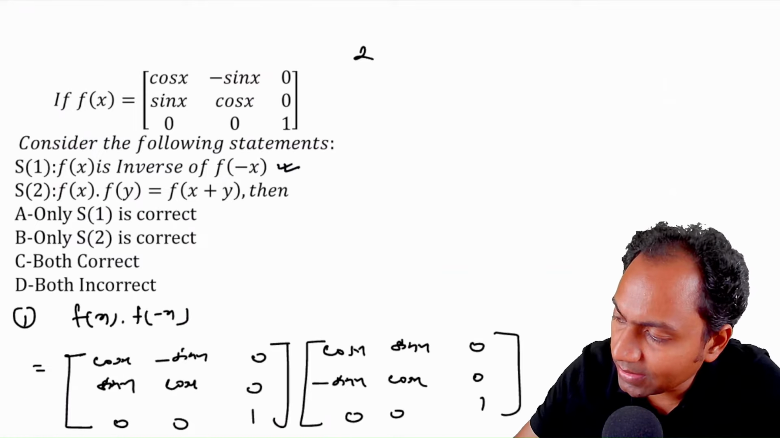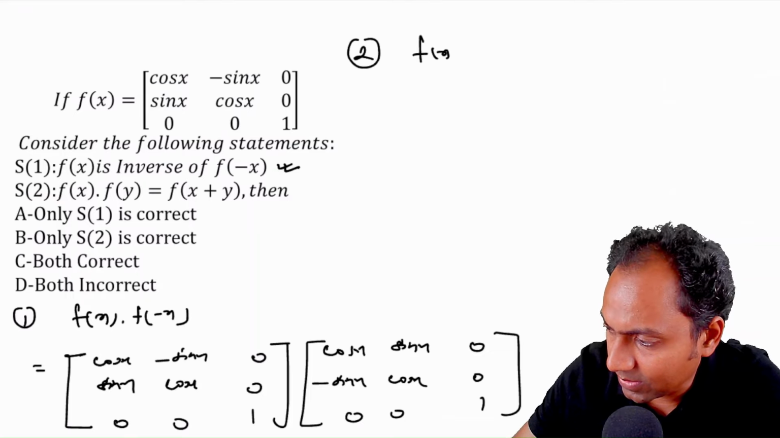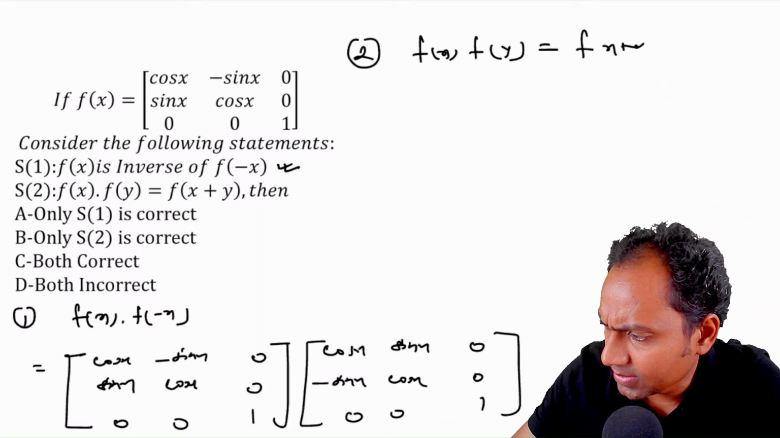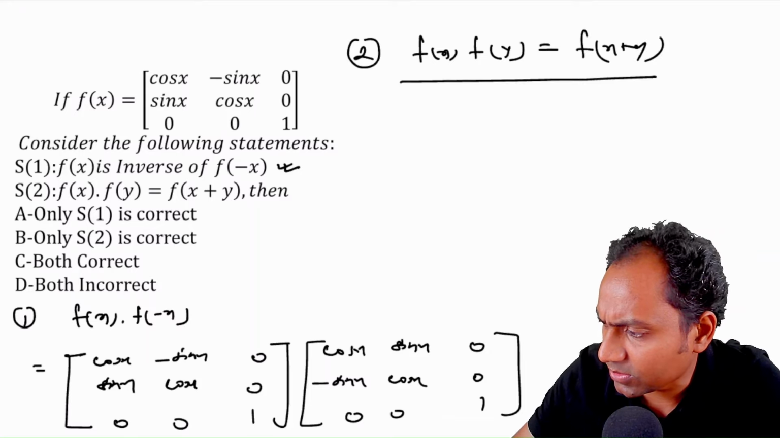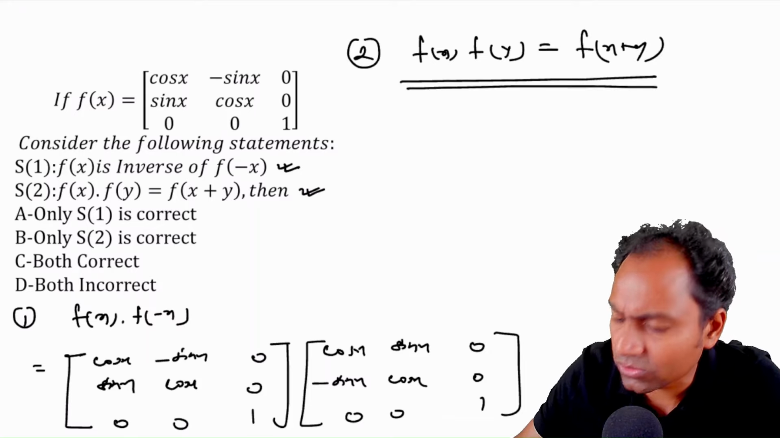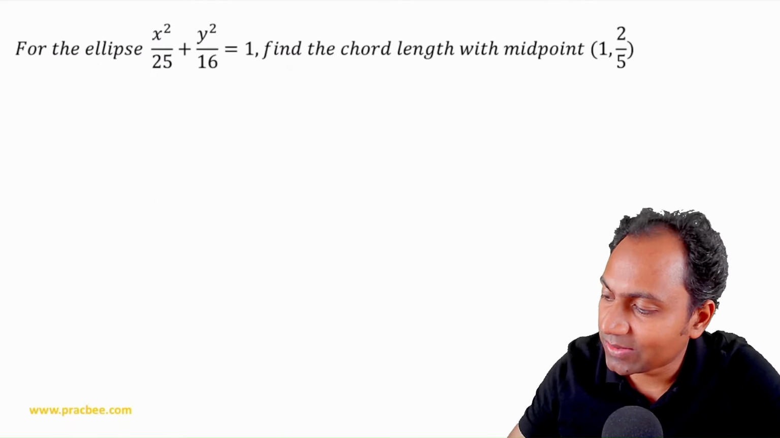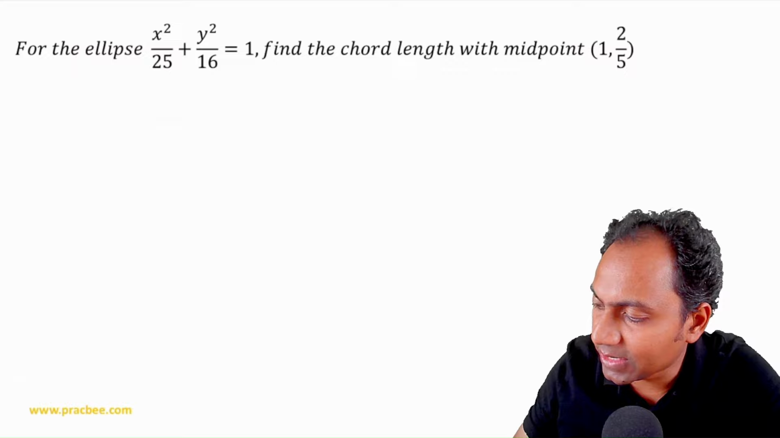Similarly, we can check this next idea by multiplication. If you do this multiplication, you can very simply see that it will come out to f(x + y). So it is a very simple question based on direct verification. Now this next question is quite a lengthy question. What they're saying is there is an ellipse like this. So in the first step, let us draw the ellipse.